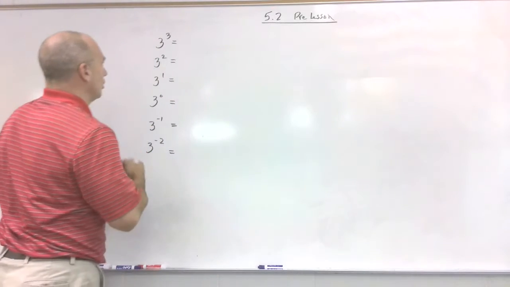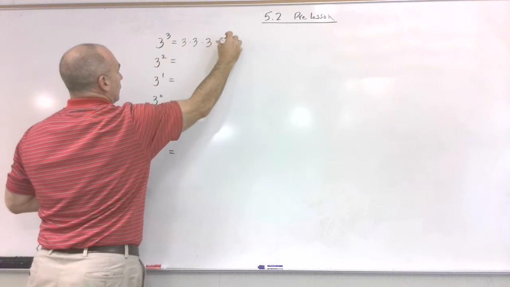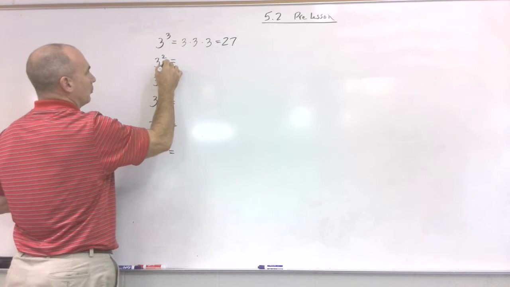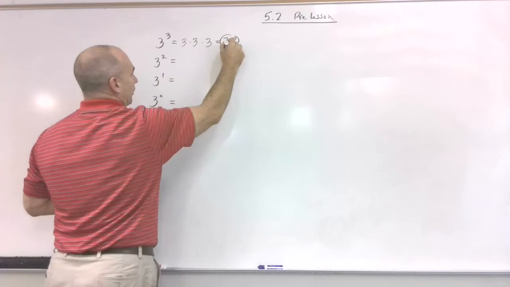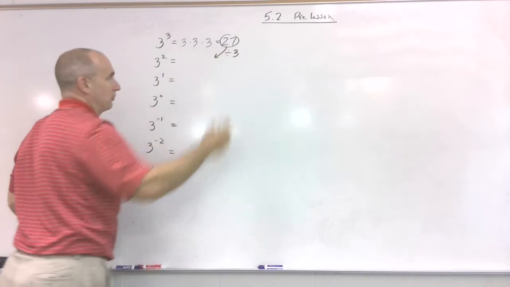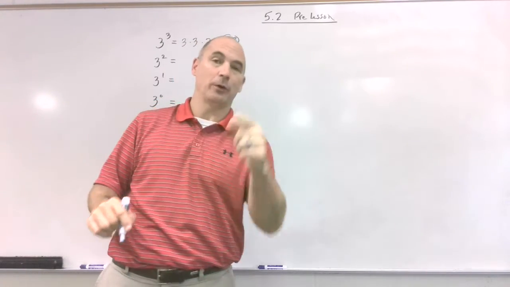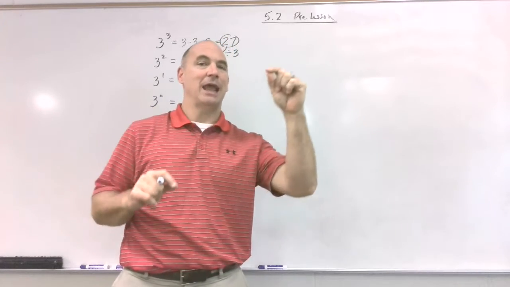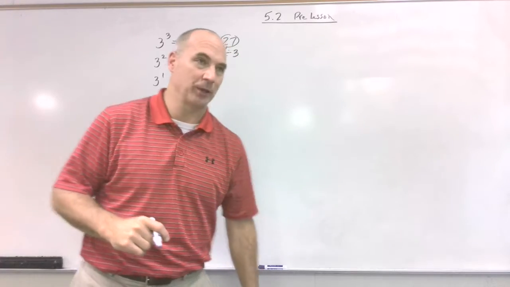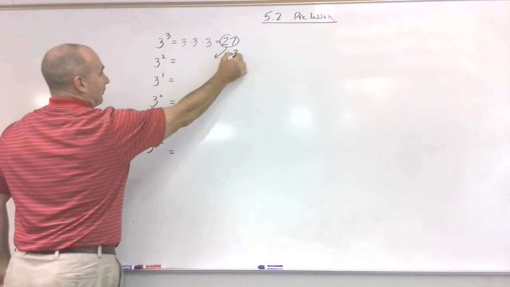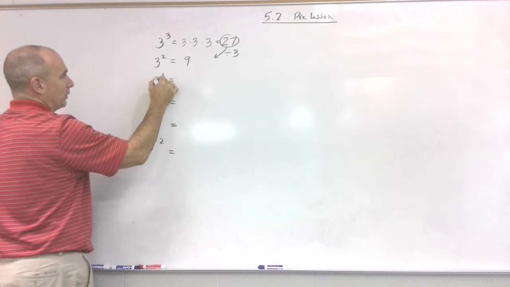So first of all, what's 3 cubed? Well, that's 3 times 3 times 3, which is 27. What's 3 squared? Well, it's 1 less 3. So I'm going to take this answer and I'm going to divide by 3. Now I'm doing it this way on purpose because my target is to help you understand zero exponent and negative exponent. So just stick with me even though I'm doing it the way you might not think of it. So what's 27 divided by 3? That's 9. All right, well, what's 3 to the first?